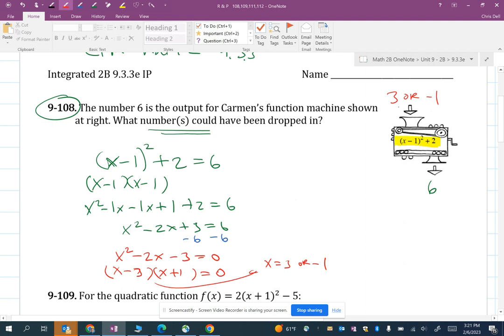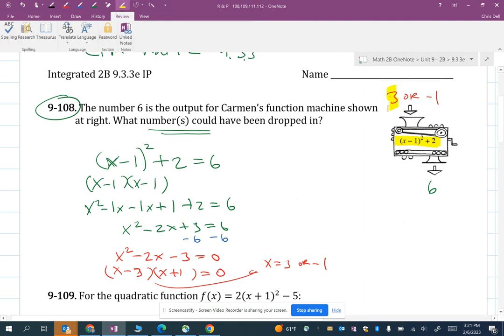Let's double check this. If I put the 3 in, I would say 3 minus 1 squared plus 2. 3 minus 1 is 2, 2 squared is 4, and 4 plus 2, sure enough, equals 6. So that did work.